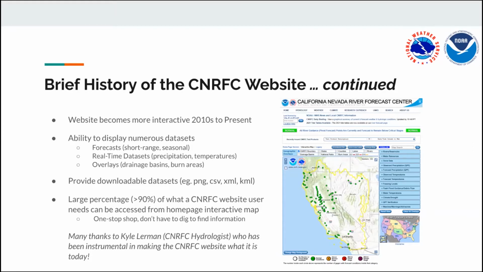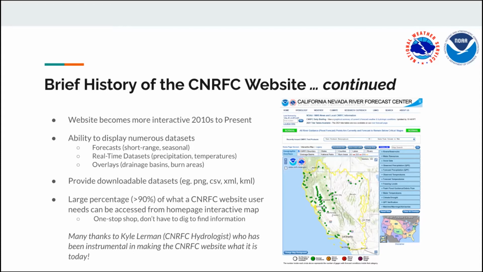I know that sometimes people don't just like to see the graphics on the web page, they want to actually use the data that goes into what is on the web page. So we've provided abilities to download numerous data sets, including as PNG images, CSV files, XML files, and KML files, and then they can manipulate the data how they like.